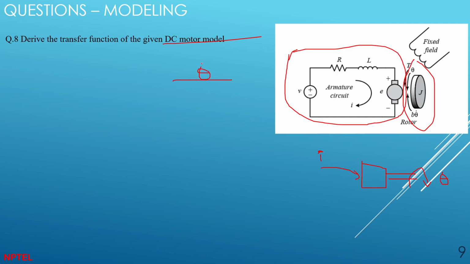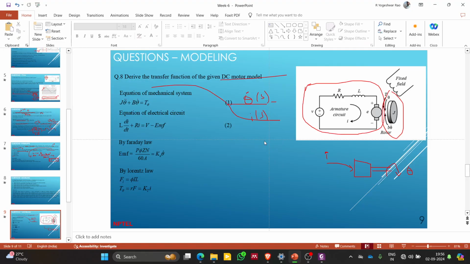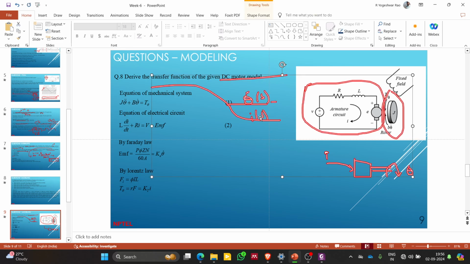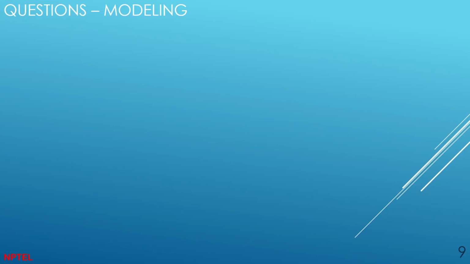I think you know the transfer function is theta dot(s) over I(s). What do we want for a transfer function? For that, theta dot, velocity, is a mechanical term, and I is an electrical term. Okay, so we need to know the governing equation of both of the models.